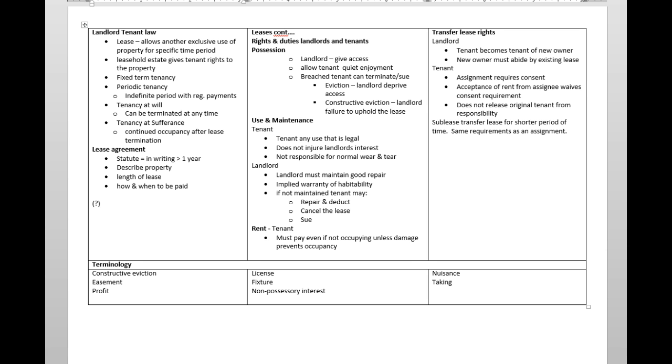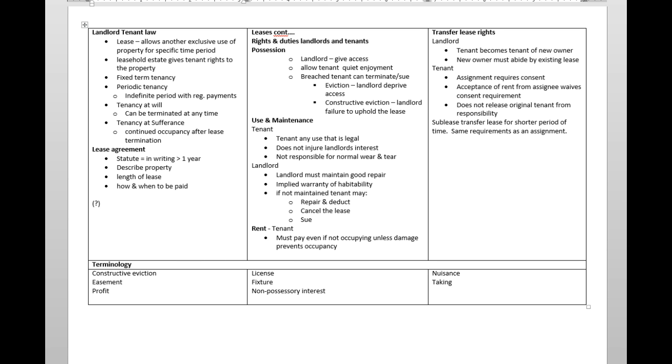There's also a tenancy at will, which means it can be terminated at any time by either party, sort of like that employment at will. Or a tenancy at sufferance, which means somebody continues to occupy the property wrongly after the lease has run out and they've been asked to leave. And that usually leads to eviction.